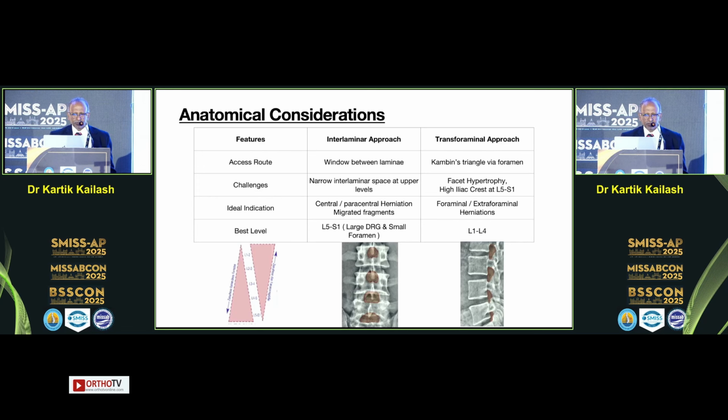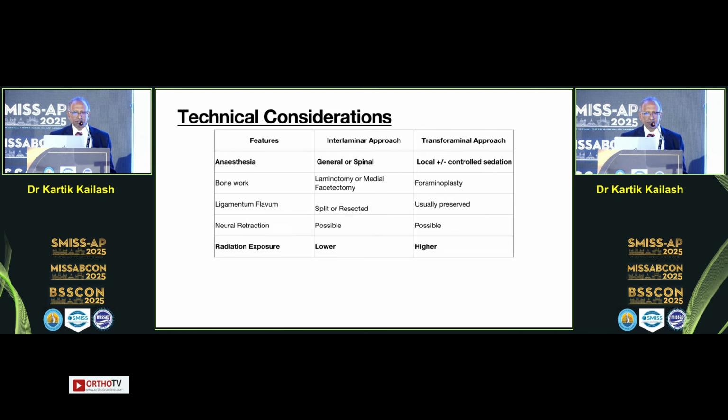The axis of the root is between the lamina, and the interlaminar approach goes through the Kambin's triangle of the foramen. The narrow interlaminar space at the upper levels makes it a challenge, while facet hypertrophy, iliac crest, and L5S1, all these make it a problem for us. And indications also, what type of a disc, is a different parameter for us. So when you look at what are the best levels, at the L5S1 level, the interlaminar approach is the easiest, while the L1 to L4 levels above are easier for transforaminal.